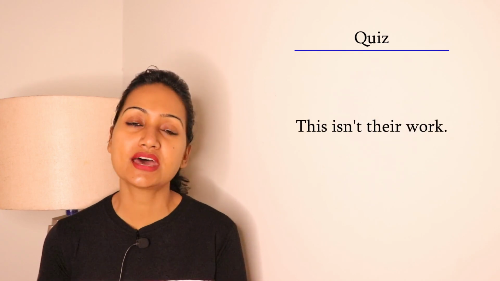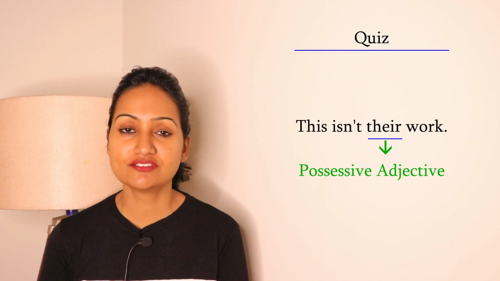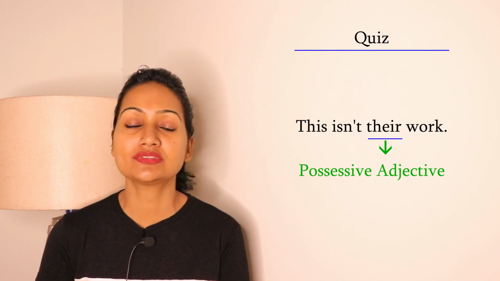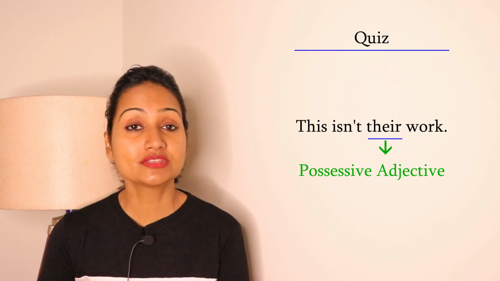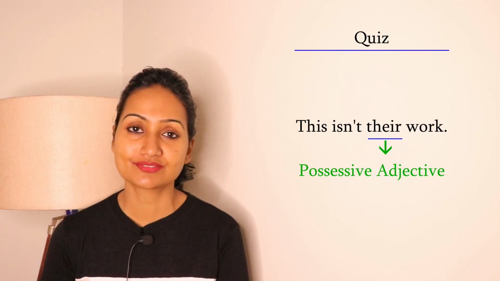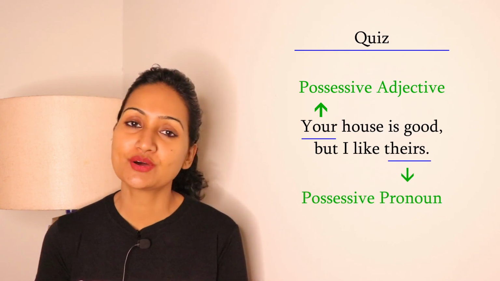This isn't their work. So their is a possessive adjective because it comes before the noun, that is work. Your house is good, but I like theirs. Again, we have both in this sentence. Your house. So your is a possessive adjective. And theirs is a possessive pronoun.